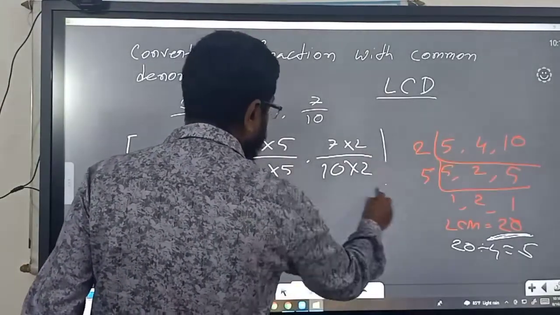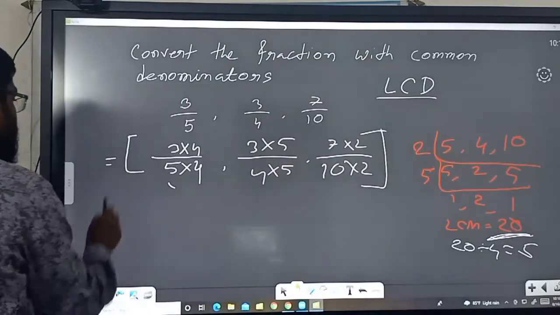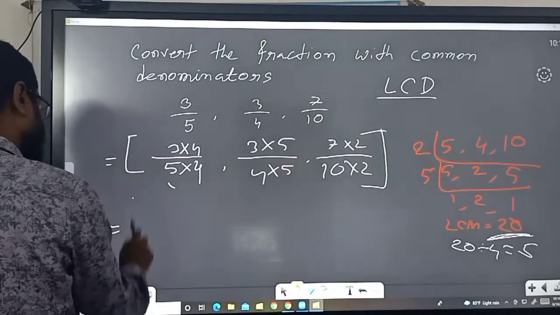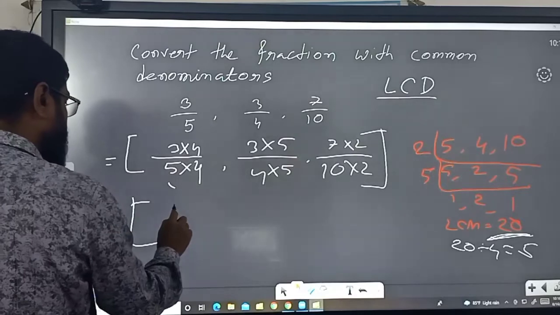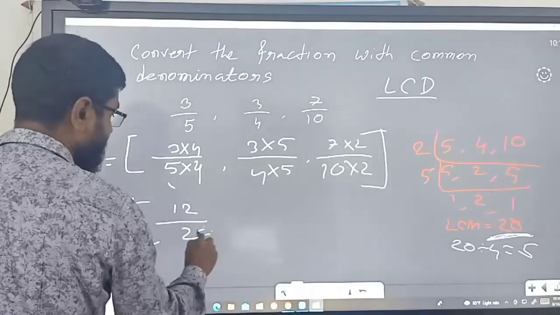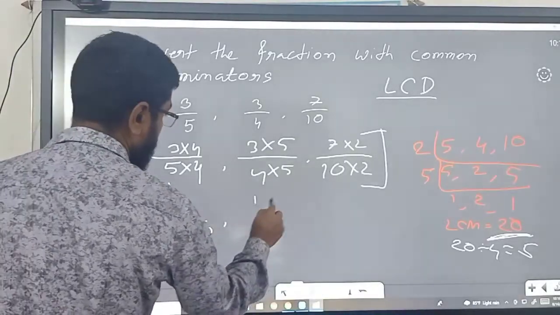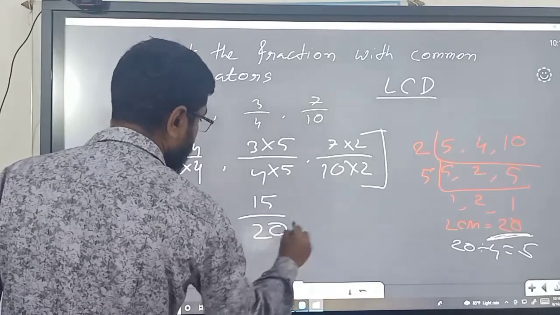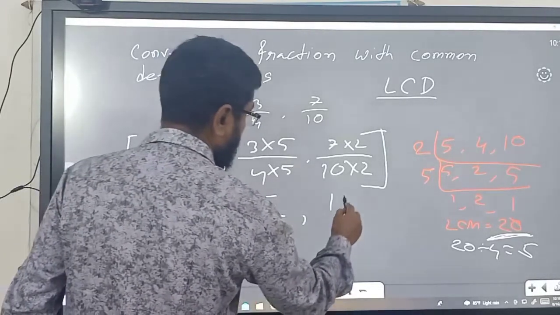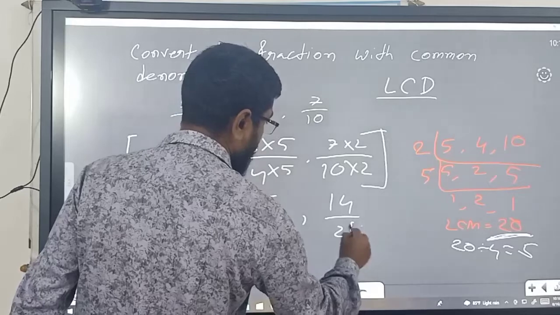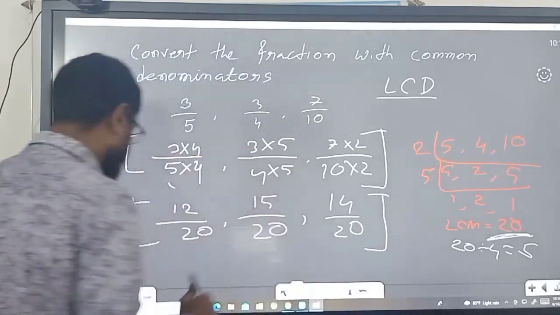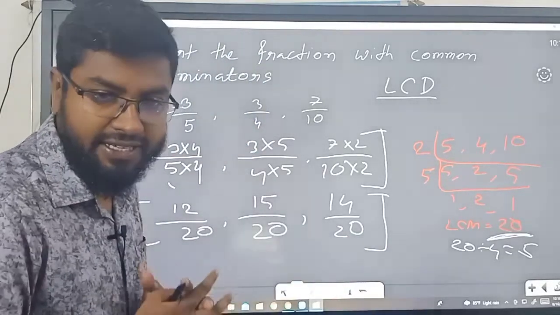Look, very interesting thing. Here 12 by 20, then 15 by 20, then 14 by 20. How many students have made the correction?